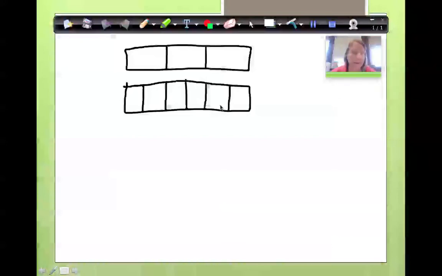Okay, now, here's my question about this. Let's change it just a little bit. What if LaTanya eats 2 pieces of each hot dog? Okay, so she's eating 2 pieces. She eats these 2 pieces, and she eats these 2 pieces of each hot dog.